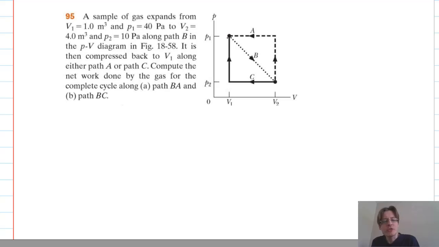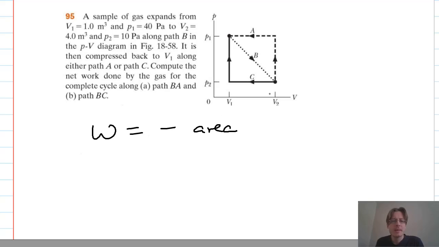So the work done in a cycle is just minus the area. That is the area of the PV diagram for the cycle. In this quick example, there are two ways to run the cycle. You can go BC, which is a clockwise cycle, or you could go BA, which is a counterclockwise cycle. Let's calculate the value of W for both different options.